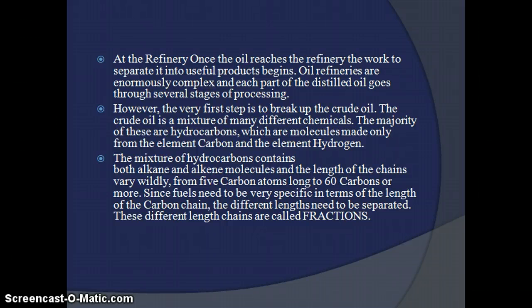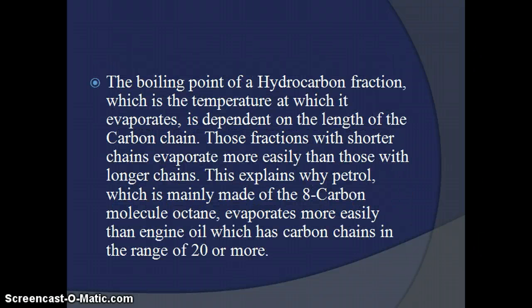Since fuels need to be very specific in terms of the length of the carbon chain, the different lengths need to be separated. These different length chains are called fractions. The boiling point of a hydrocarbon fraction, which is the temperature at which it evaporates, is dependent on the length of the carbon chain. Those fractions with shorter chains evaporate more easily than those with longer chains. This explains why petrol, which is mainly made of the 8 carbon molecule octane, evaporates more easily than engine oil, which has carbon chains in the range of 20 or more.